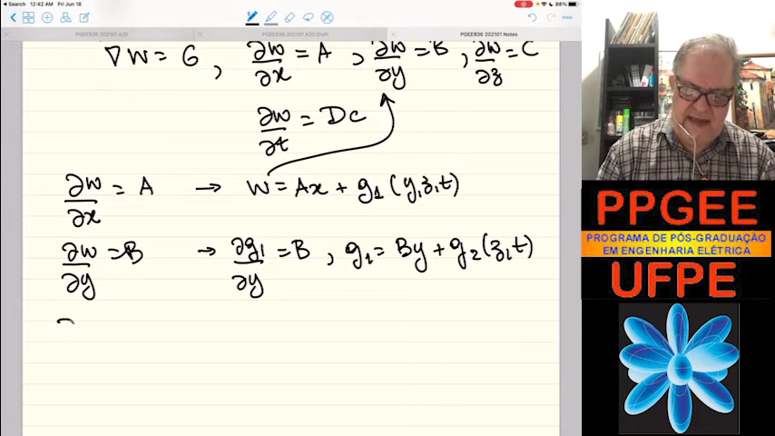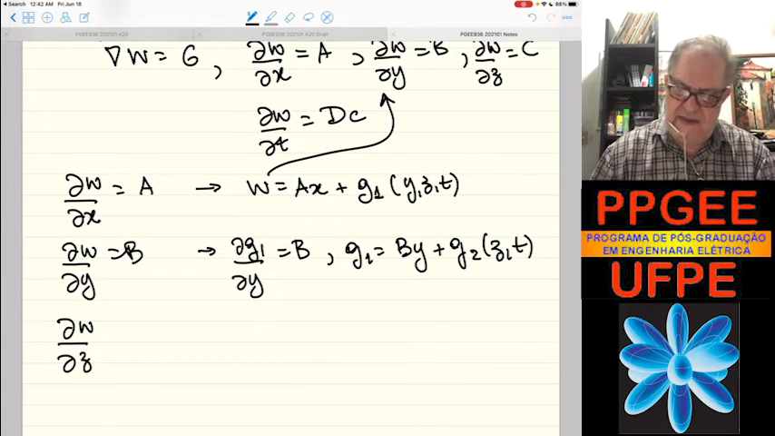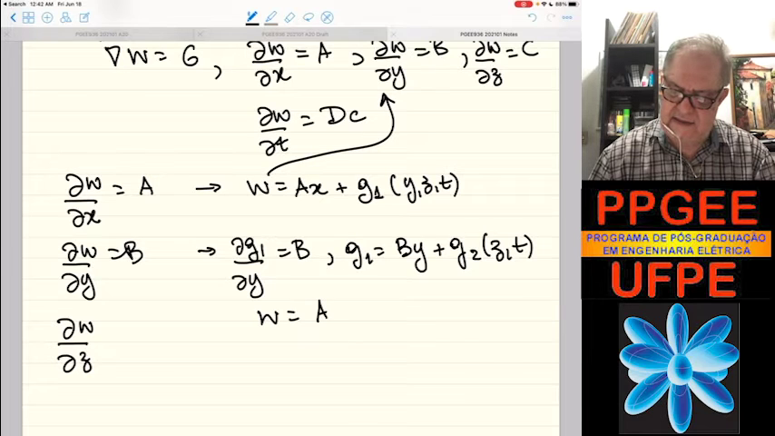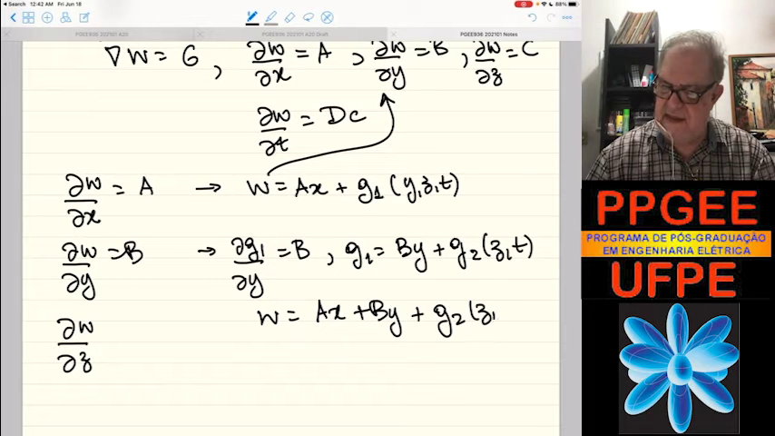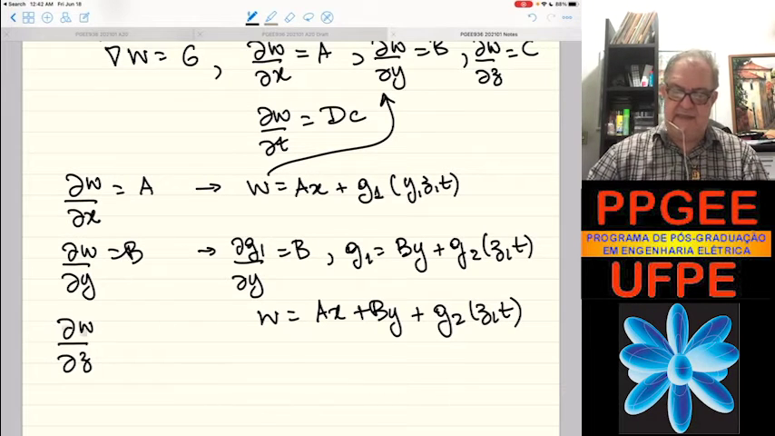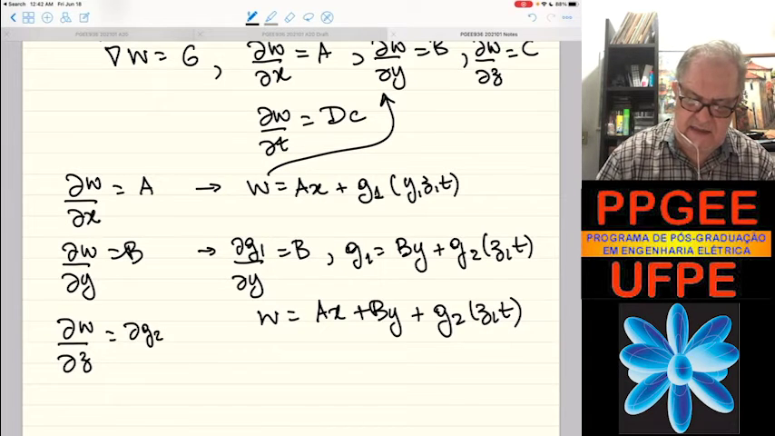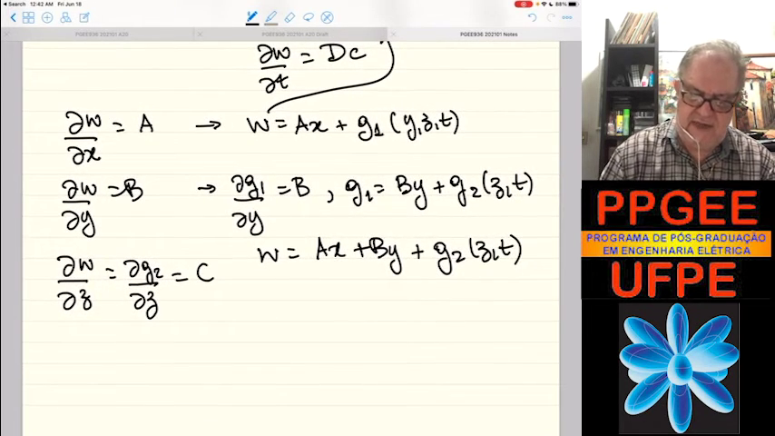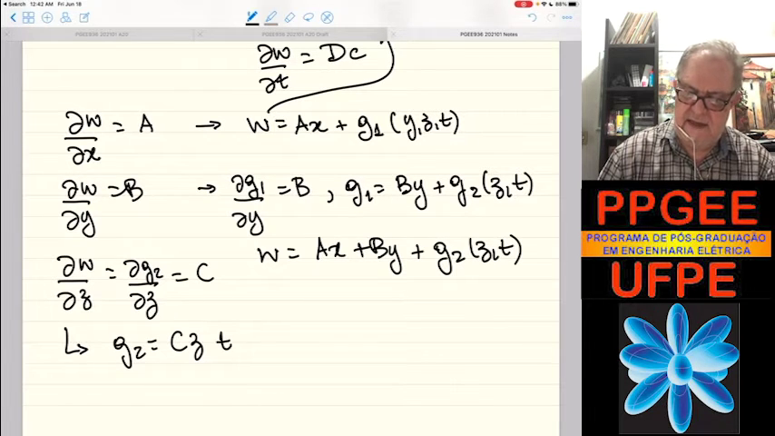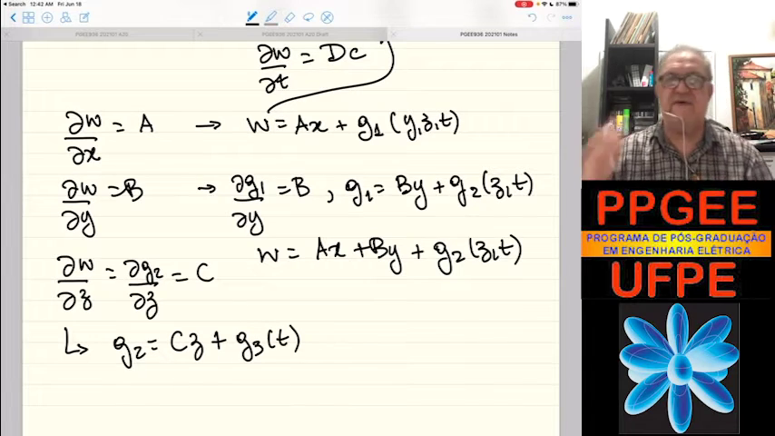So now we go dW dz. Now we see that W has the form AX plus BY plus G2 of Z and T. Now the W dz is the derivative of this relative to Z, so it's going to be dg2 dz, which equals C, right? So it means that G2 equals CZ plus G3, exclusively a function of time now.